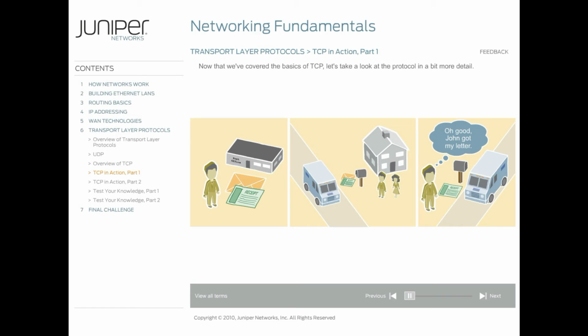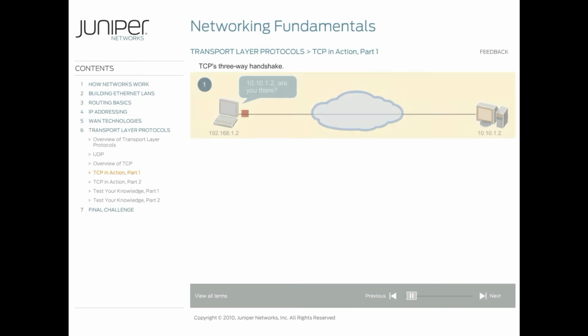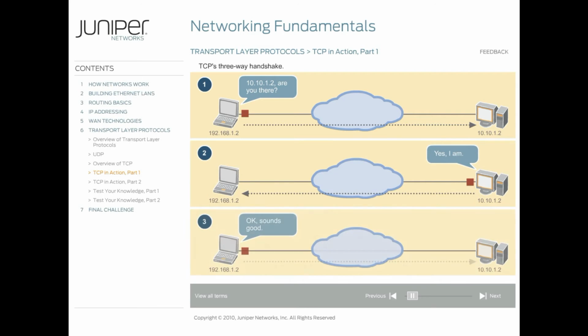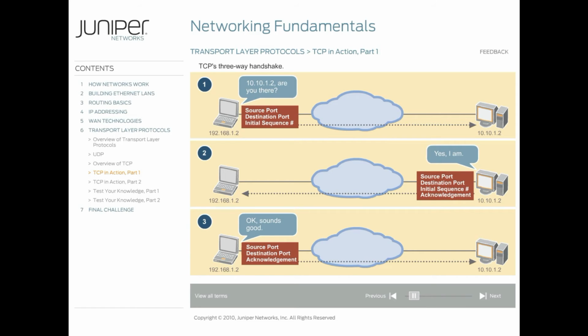Now that we covered the basics of TCP, let's take a look at the protocol in a bit more detail. We just learned that before any data can be exchanged, 2 hosts must first establish a TCP connection using a 3-way handshake. The handshake establishes connectivity between the 2 communicating devices. In this handshake, the devices specify which port numbers will be used. The devices also use the handshake to synchronize the sequence numbers they will use so that segments can be tracked properly. We'll take a closer look at many specifics of TCP in this section, including this 3-part connection establishment process.